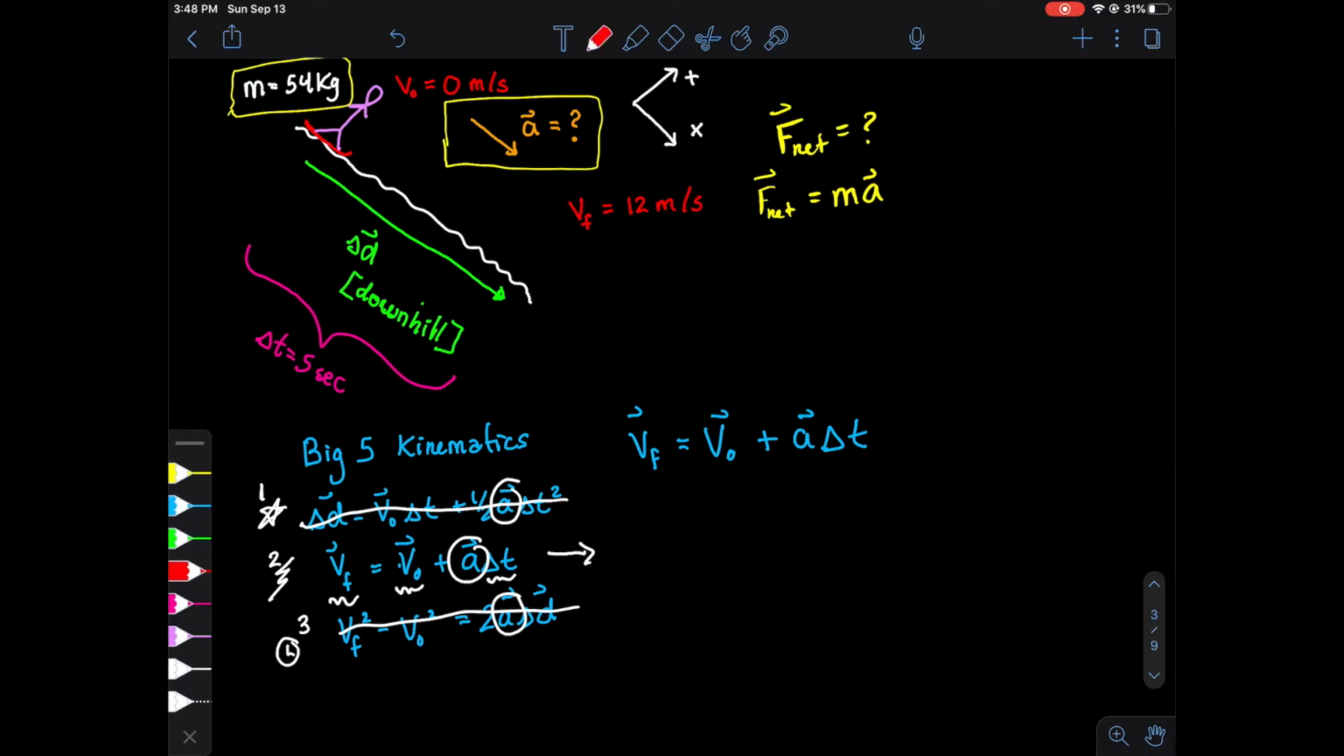So let's rewrite it down and put in what we were given. Because we chose a coordinate system where downhill is positive, the final velocity is actually a positive number because it was going down. And our initial velocity was 0 because the object started from rest. The time interval that this took place was 5 seconds. Putting in all these values, we get 12 equals 5a. Here the acceleration was going down, so that's why we took it as a positive value.